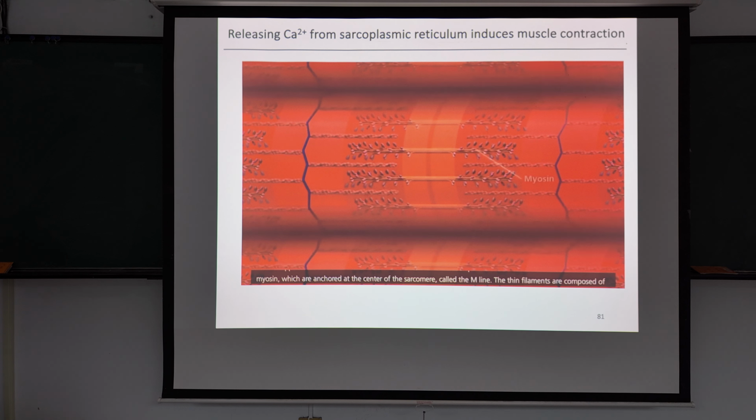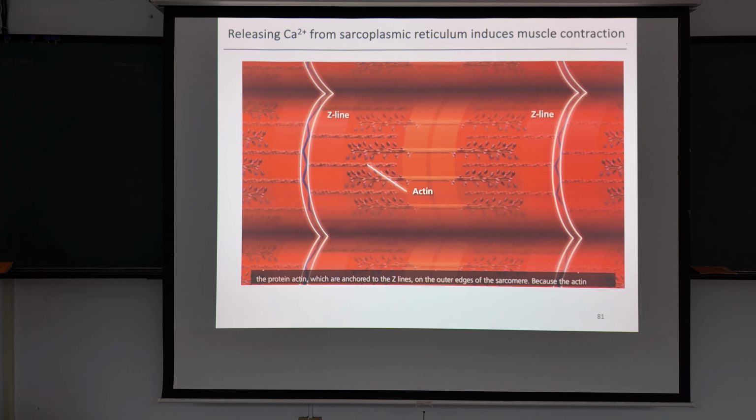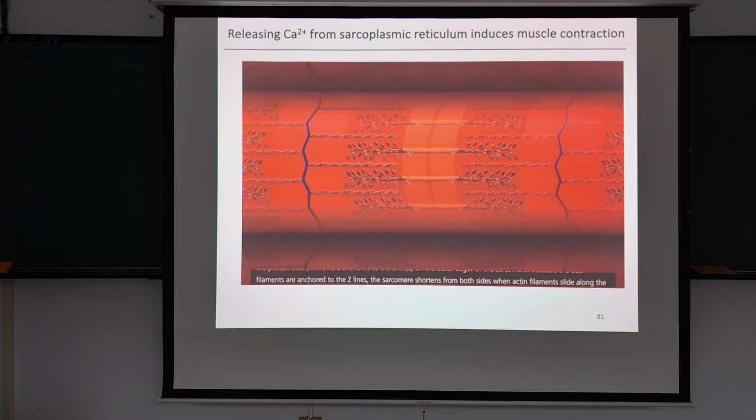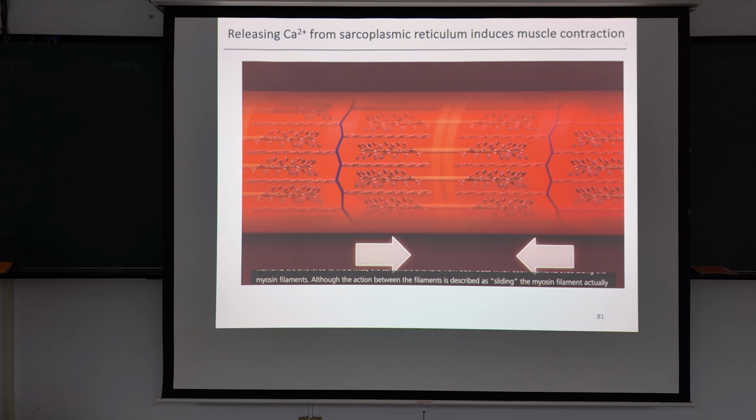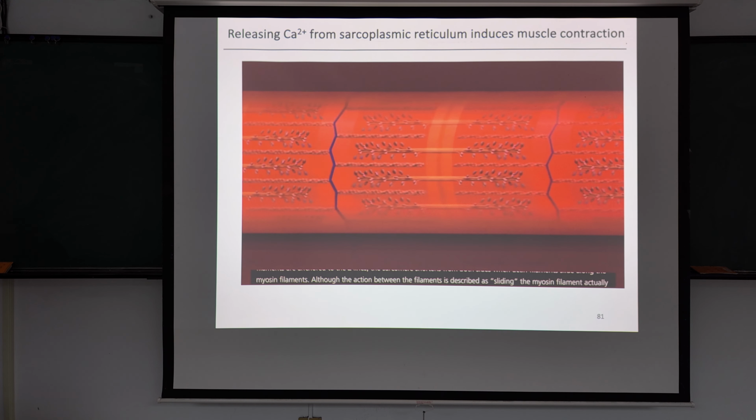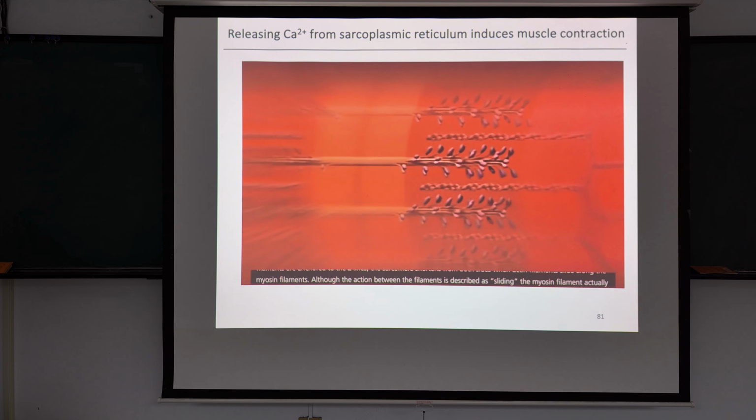The thick filaments are myosin, which are anchored at the center of the sarcomere, called the M line. The thin filaments are composed of the protein actin, which are anchored to the Z lines on the outer edges of the sarcomere. Because the actin filaments are anchored to the Z lines, the sarcomere shortens from both sides when actin filaments slide along the myosin filaments.